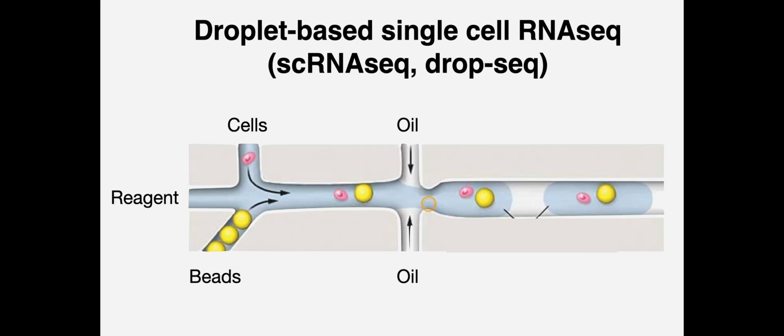And really what's happening here is each of these droplets now effectively becomes a reaction vessel, much in the same way that an Eppendorf tube or the well of a 96 well plate is a reaction vessel. This is a reaction vessel just on a much smaller volume scale.